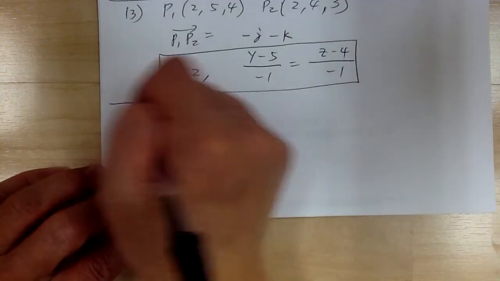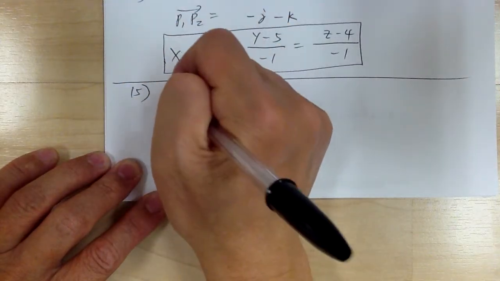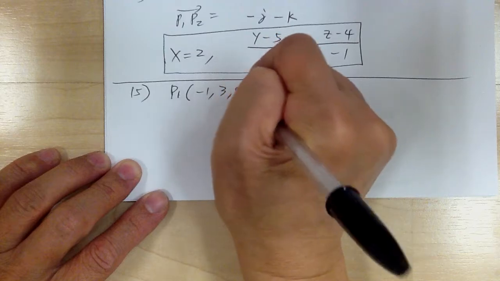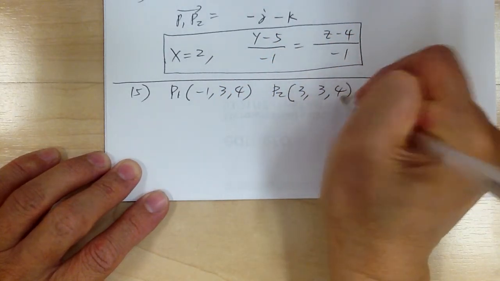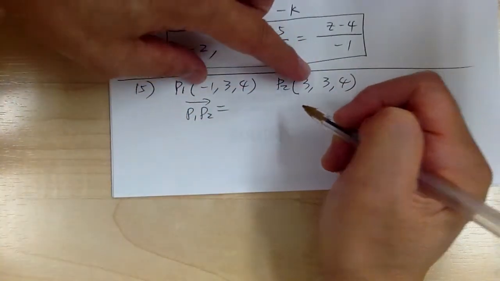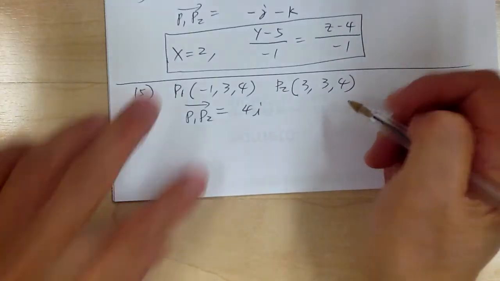Okay, let's go to number 15. Number 15, your P1 is negative 1, 3, 4. P2 is 3, 3, 4. So P1P2, when you subtract, you're going to get 4i. This one gets 0, 0. So that's all you have.